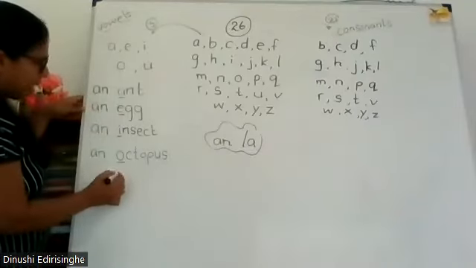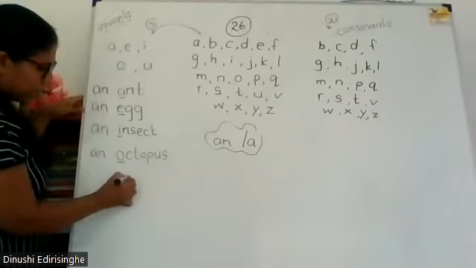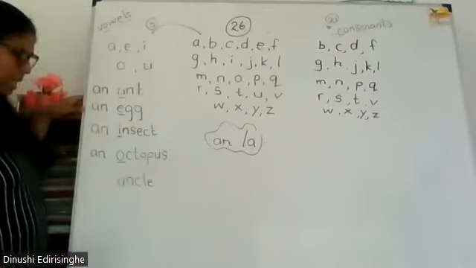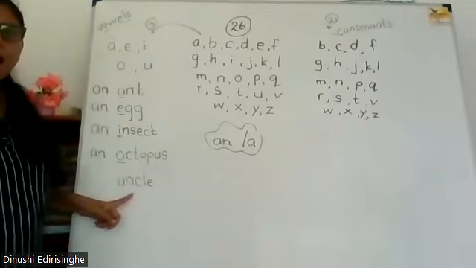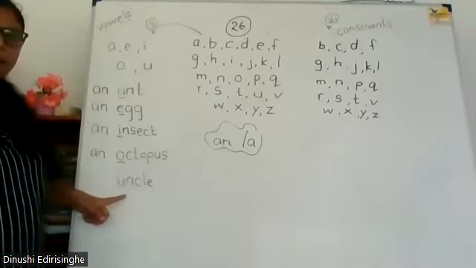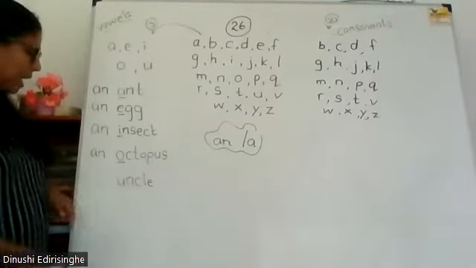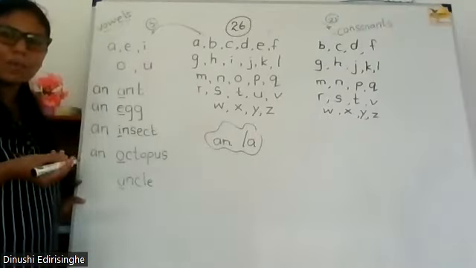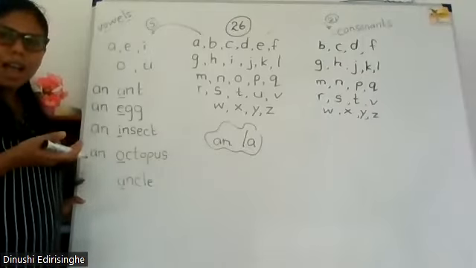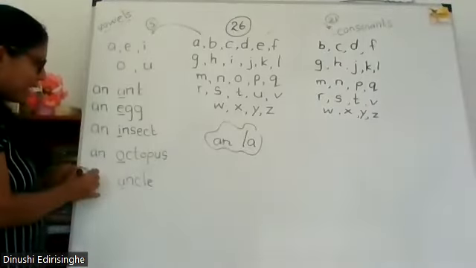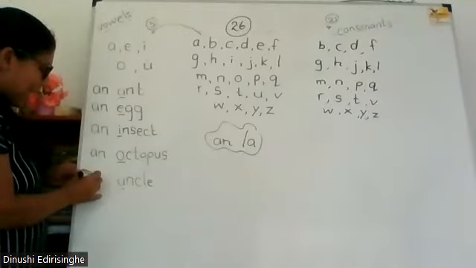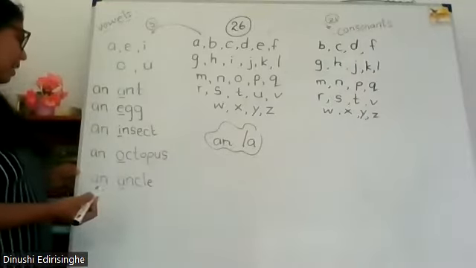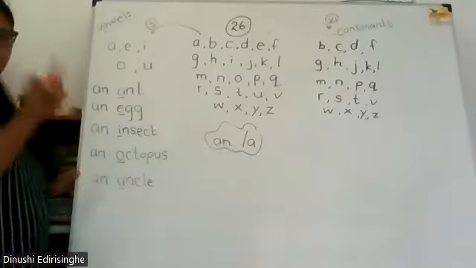Now the next one. Look at the next one. Uncle. Yes. Uncle. Okay. Then what is the beginning sound? What is the sound? Uncle. Then an uncle. Right? Okay. Now look at this one.